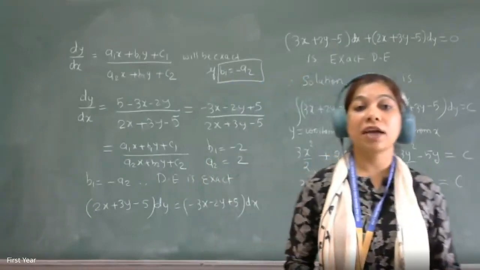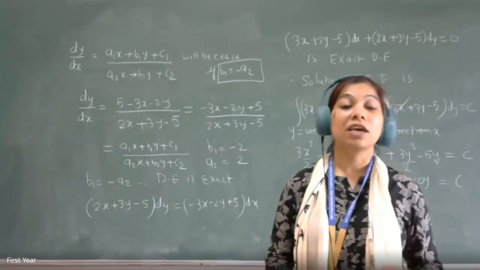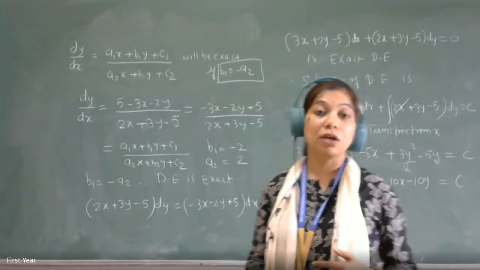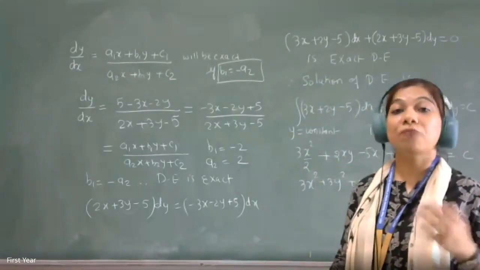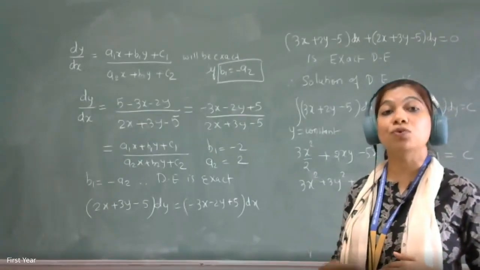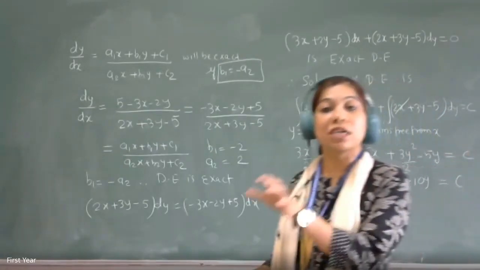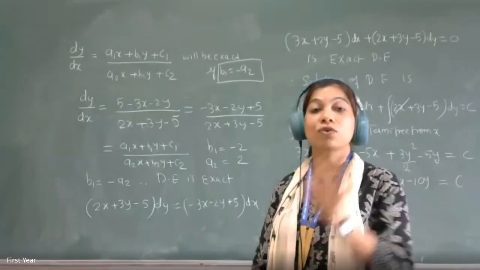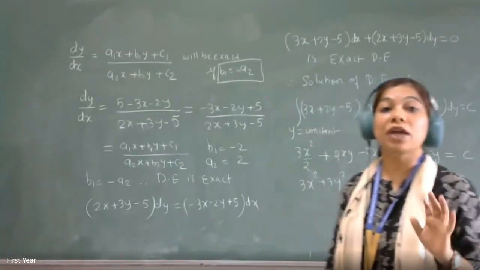So for finding that integrating factor, there are rules. You cannot just multiply and try and then see whether delta by delta y is equal to delta by delta x. There are some methods or rules which will help us say that if the differential equation is like this, then this is the integrating factor. There are 5 rules. Today I am going to tell you 4 rules.